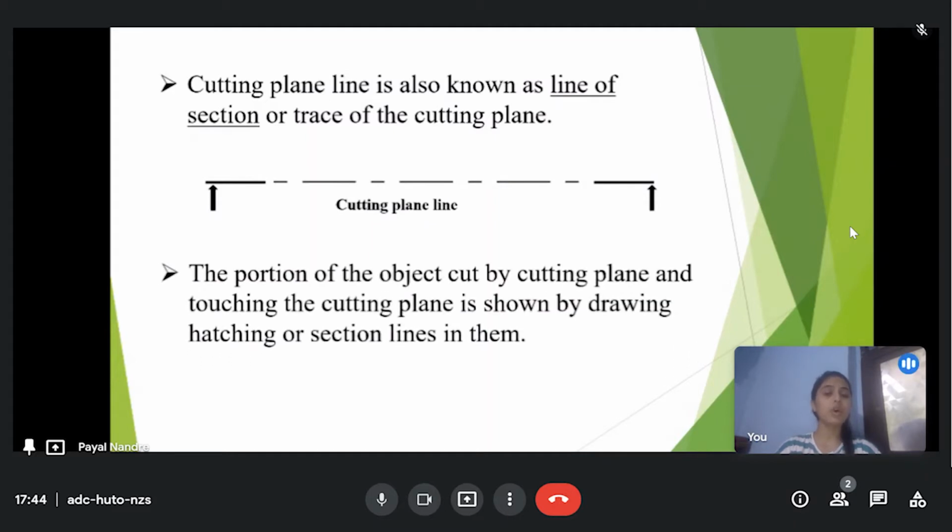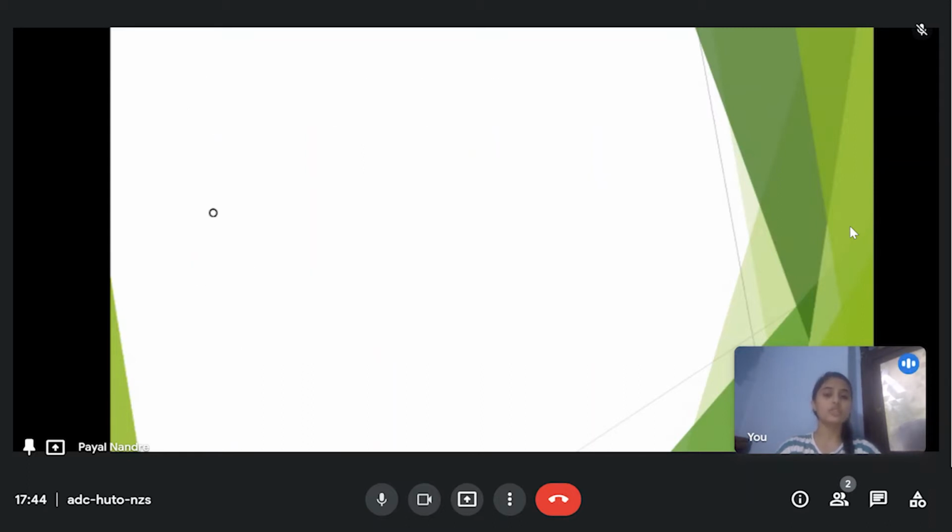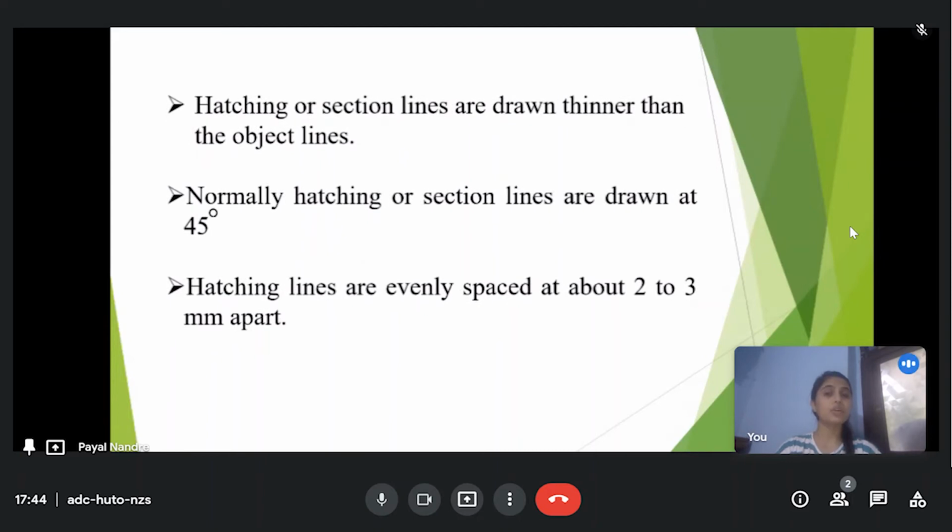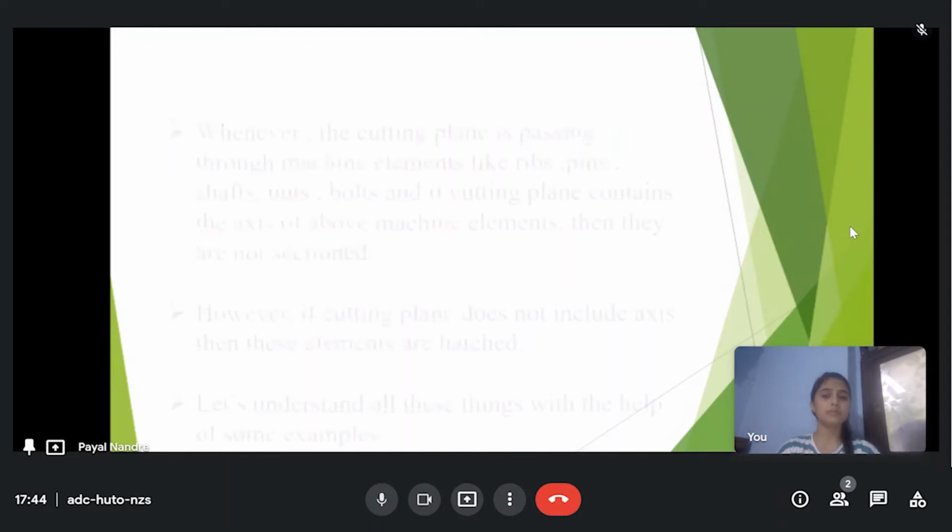The portion of the object cut by the cutting plane and touching the cutting plane is shown by drawing hatching or section lines. Hatching or section lines are drawn thinner than the object lines. These lines are drawn at an angle of 45 degrees. These lines should be evenly spaced about 2 to 3 mm apart.